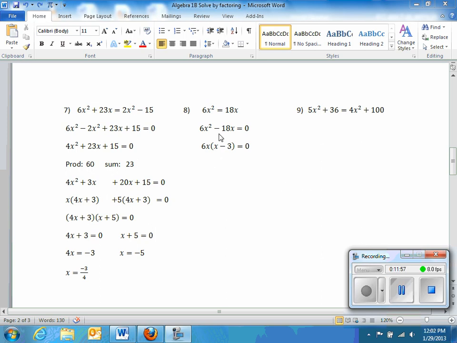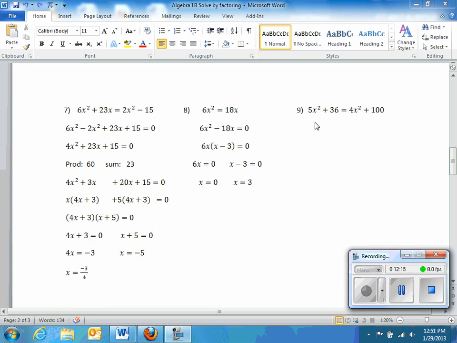So this equation will be true when 6x equals 0 or x minus 3 equals 0. Here, if we divide both sides by 6, we'll get x equals 0. Here, if I move the negative 3 over here, we'll get x equals positive 3. So our two solutions are x equals 0 and x equals 3.